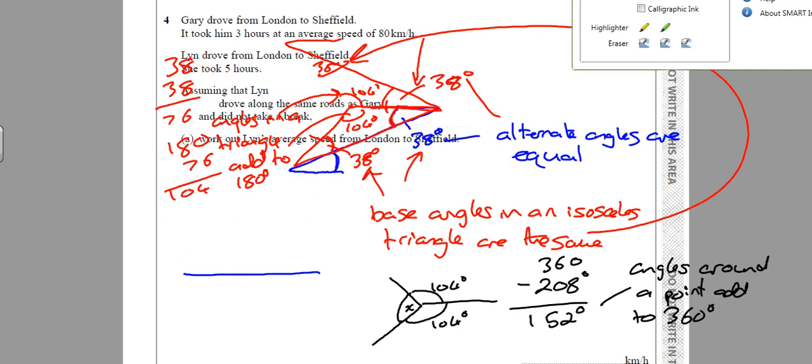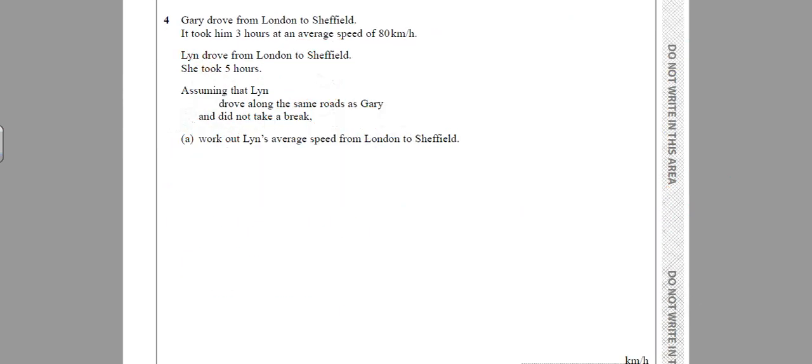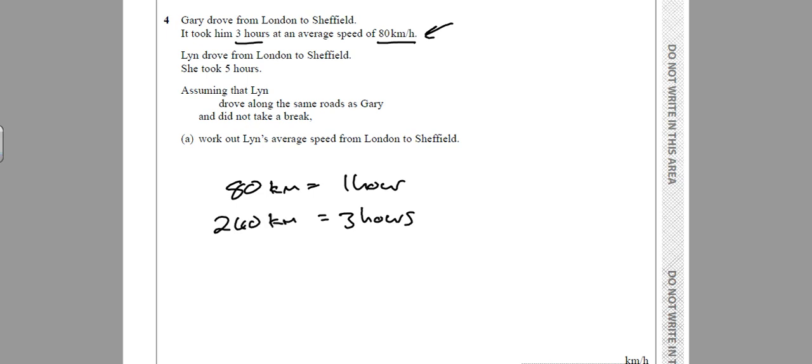Right, now this question here is all about average speed. So whenever you've got average speed, the first thing I write down, if it's 80 kilometers an hour, is that 80 kilometers equals 1 hour. Gary drove from London to Sheffield, and it took him 3 hours. So if he was travelling at 80 kilometres for 1 hour, in 3 hours, we just need to treble the distance. That's going to be 240 kilometres.